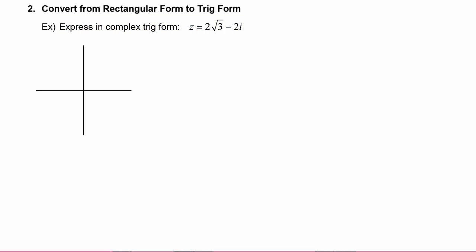So let's first graph this number in the complex coordinate plane. We know that the x value is 2 radical 3, so that's a positive. And the y value is minus 2. So that means our vector goes here. This will be r, and this will be theta.